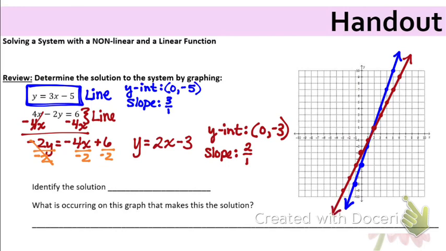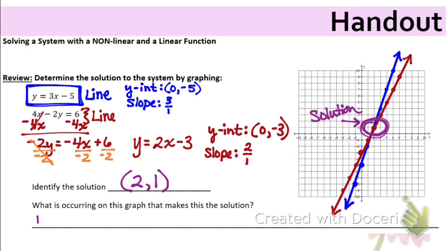Where is the solution? I'm sorry, how much? Not 1, 1, but very close. 1, 2 would be right here. 2, 1. Right here is where they cross each other. So 2, 1. What is occurring on the graph that makes this the solution?